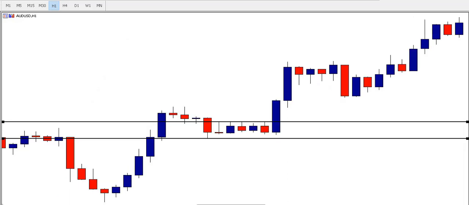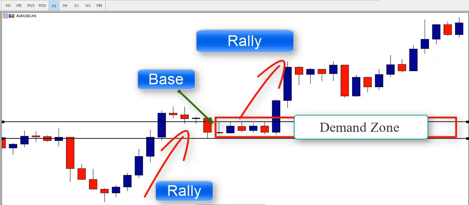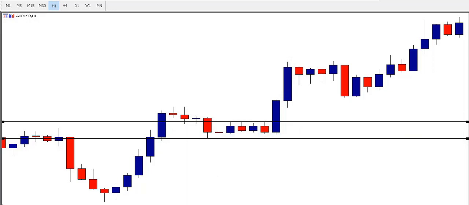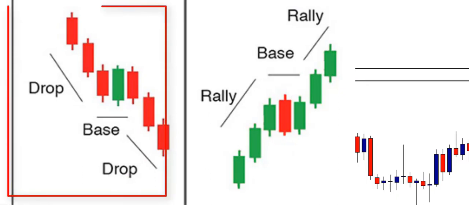Let's look at another example. As you can see here, this is a rally followed by a consolidation and another rally that creates the demand zone. A rally-based rally is a continuation pattern that formed during an up move. The first rally is a move up, followed by a small consolidation, and followed by another move up that creates the demand zone. Now let's move to the next continuation pattern, which is the drop-based drop.